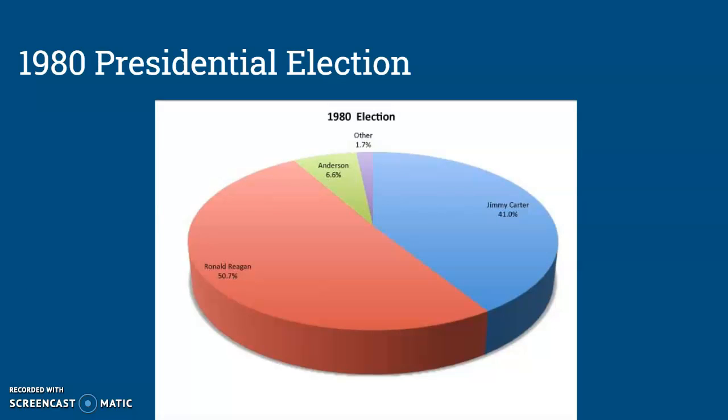Okay, so going back to our case study on Reagan, taking a look at the popular vote from 1980, Reagan won by a very small margin, just 50.7%. But since Jimmy Carter, the Democratic nominee running against him, only got 41% of the votes, Reagan really won big. And then there were some other third-party candidates that took up part of that percentage.